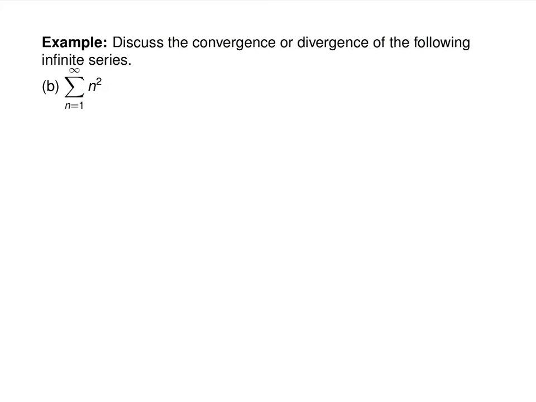How about this next one? N squared. So let's just write down what Sn is. Sn would be, first you plug in 1, you get 1 plus, plug in 2, you get 4 plus 9 plus, all the way up to n squared, right? Is that going to go to a number or is that going to go to infinity? That's definitely going to go to infinity. Limit as n goes to infinity of Sn is infinite, so the series diverges.